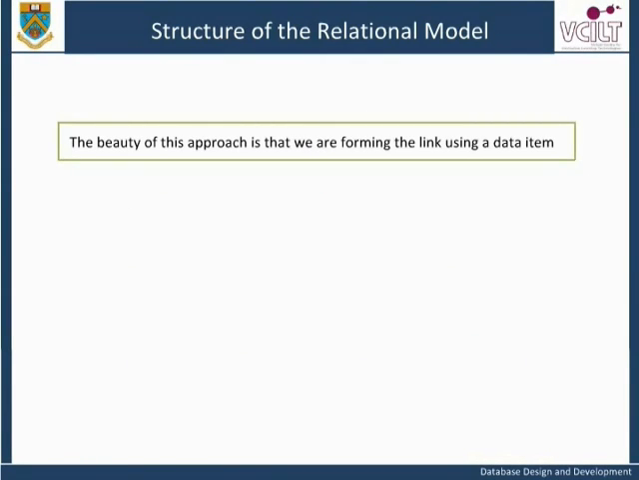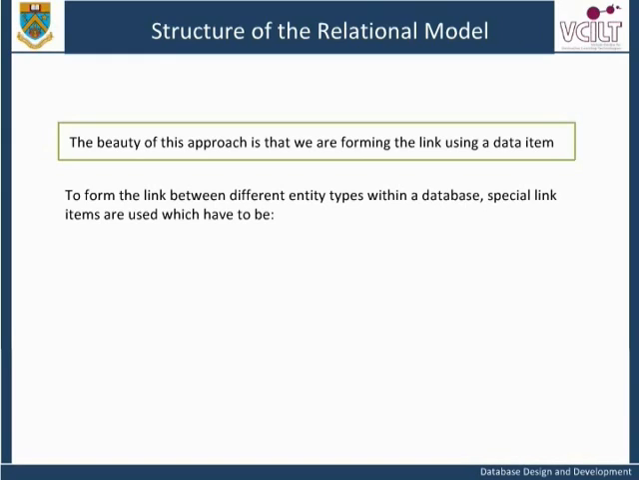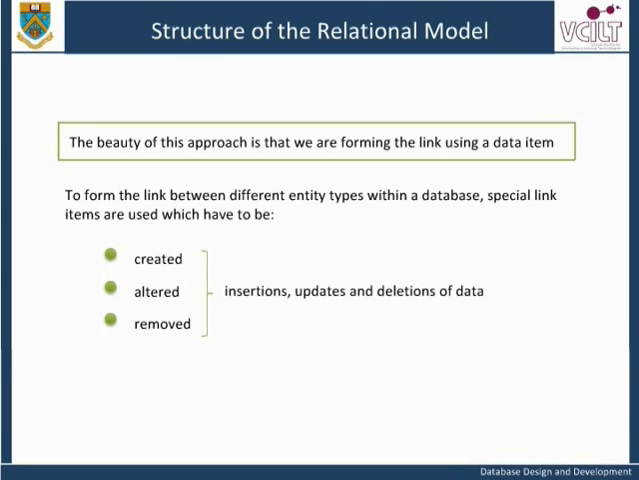The beauty of this approach is that we are forming the link using a data item. We are still able to maintain the tabular structure of the data in the database, but can relate that data in whatever ways we choose. Prior to the development of relational systems, and still in many non-relational systems today, rather than using data items in this way to form the link between different entity types within a database, special link items are used, which have to be created, altered, and removed.